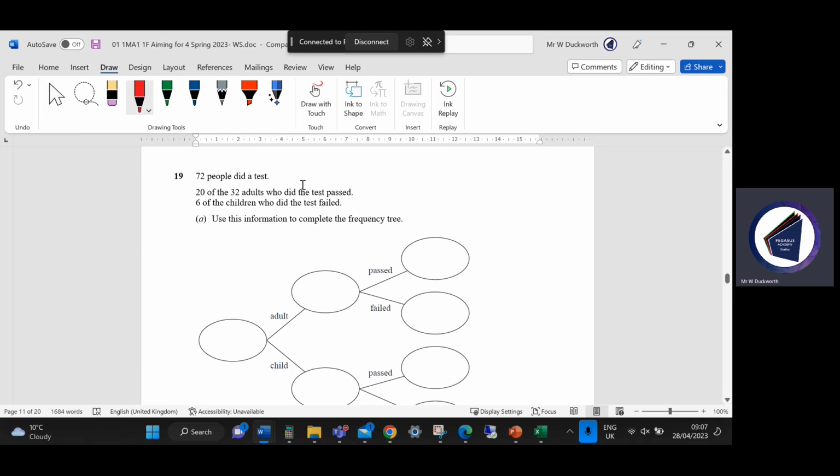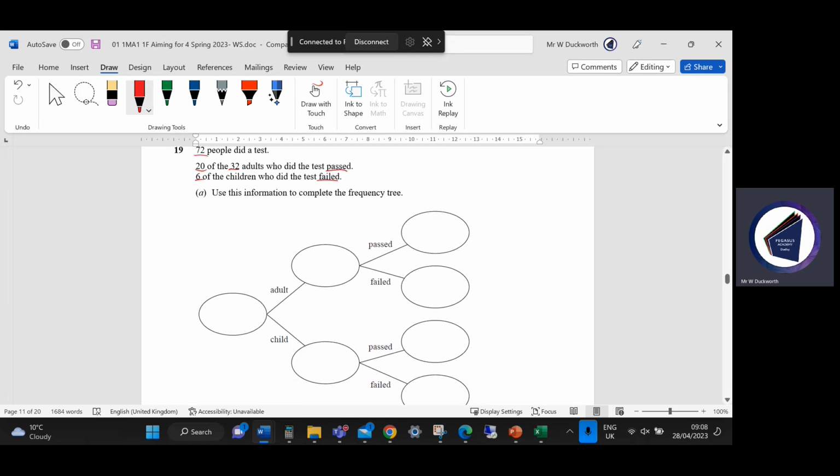So 72 people did a test. So I'm going to underline key information again. 20 of the 32 adults who did the test passed. 6 of the children who did the test failed. Use this information to complete the frequency tree diagram. So frequency tree diagram, we've got 72 people to start with.